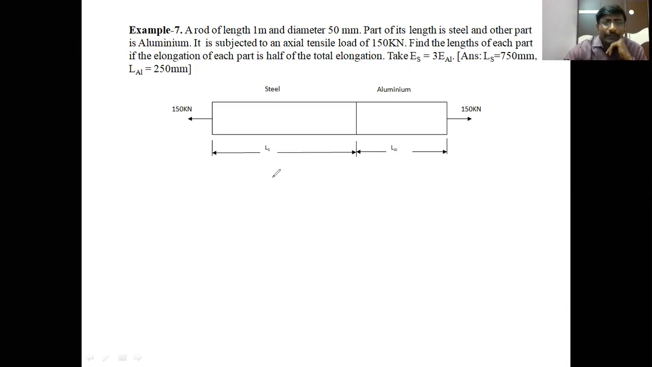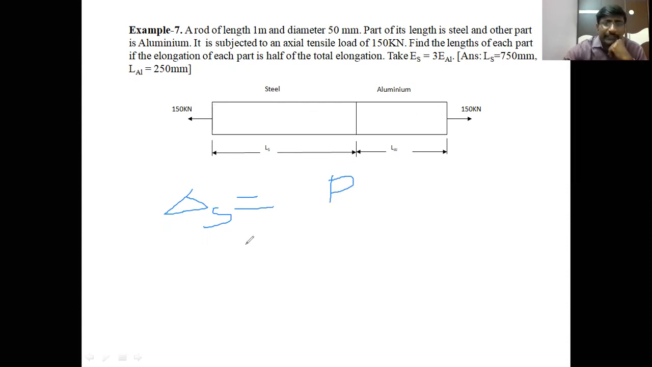Similar to previous problems. Here steel and aluminium are there. Some part is steel up to this part, and the second part is aluminium. First of all, we go for the formula for individual elongation. What is the elongation of steel? Load applied on the steel. Here also the load applied on each material is same as the applied load, that is 150 kilonewtons applied on both parts.